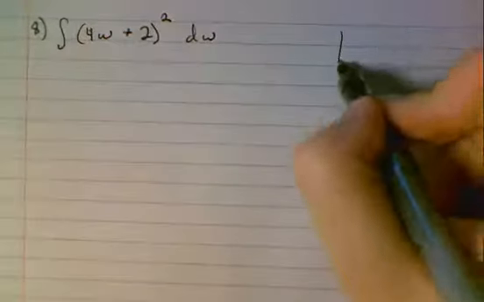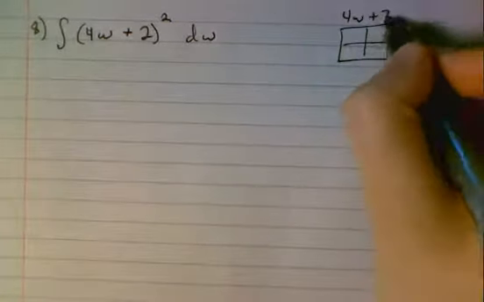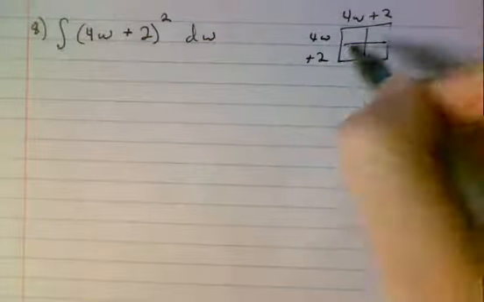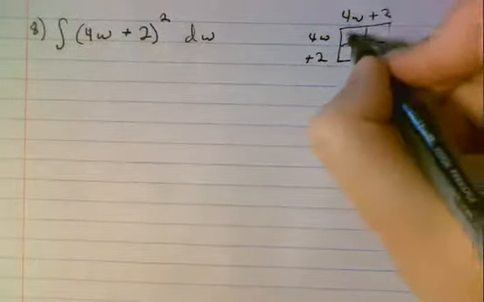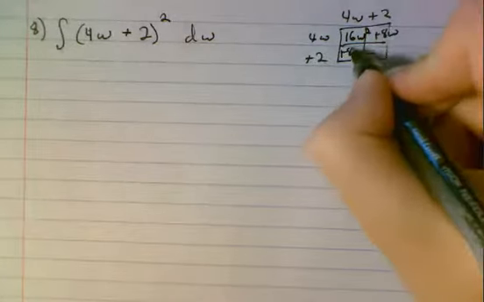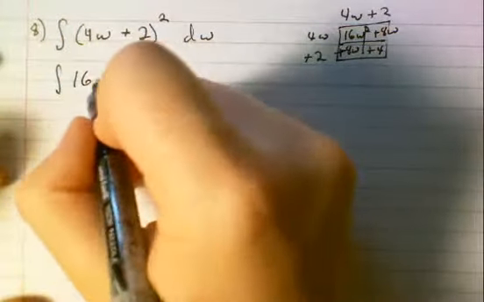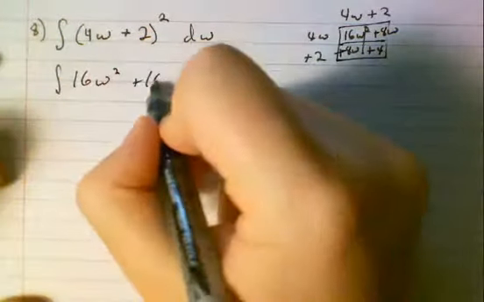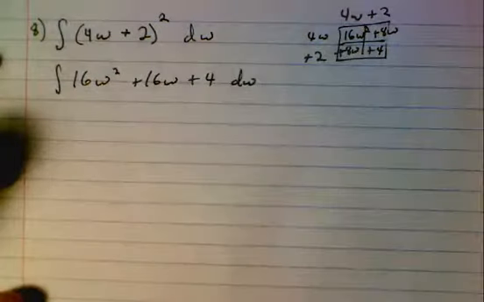But what we can do is we can expand this 4w plus 2, 4w plus 2, and get it into a form where we can just use the power rule. So that's 16w squared plus 8w plus 8w plus 4. So this is the same as taking the antiderivative of 16w squared plus 16w plus 4 with respect to w.